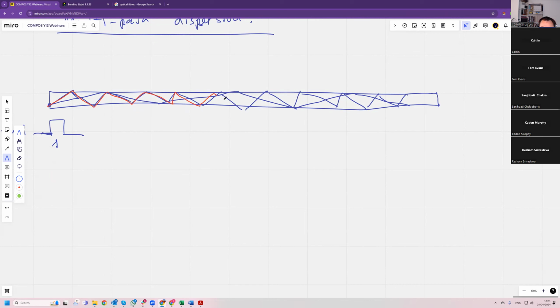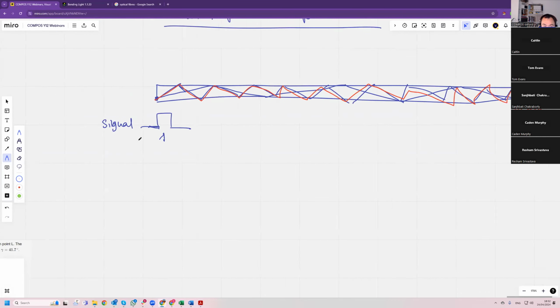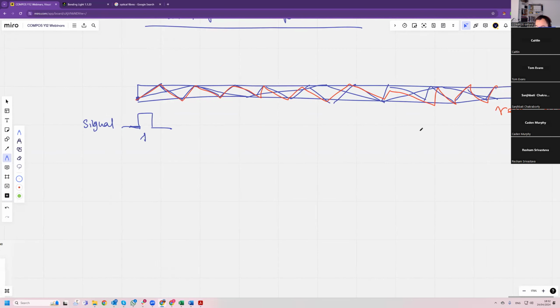The red path takes longer time. So the same signal will eventually effectively spread out. So you start with the signal, and when you transmit, it will become something like this. So this 1 becomes this, it becomes dispersed.